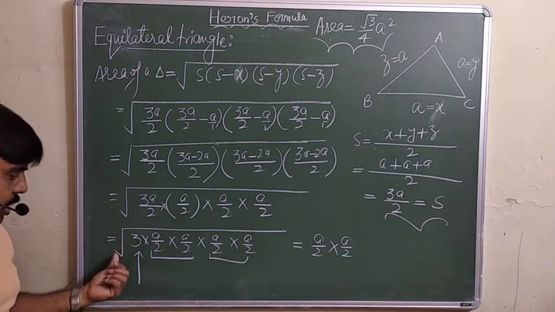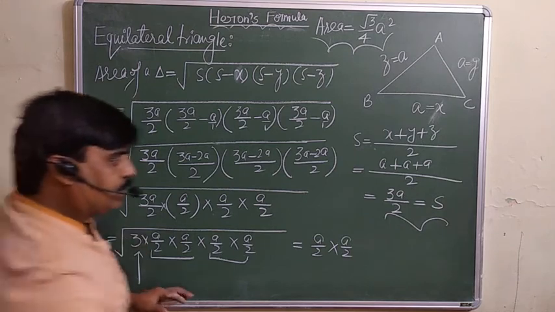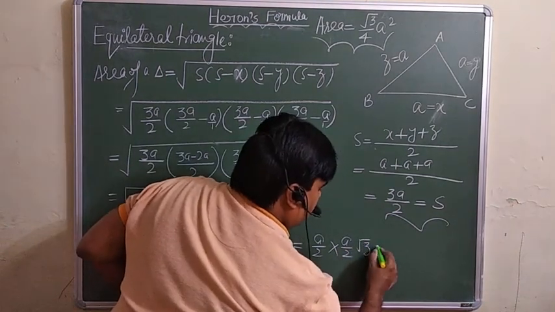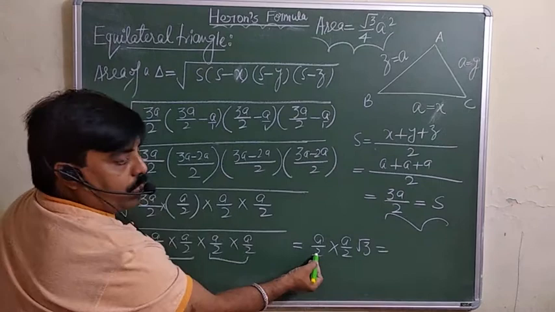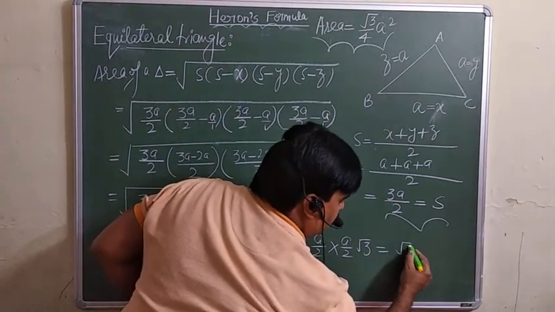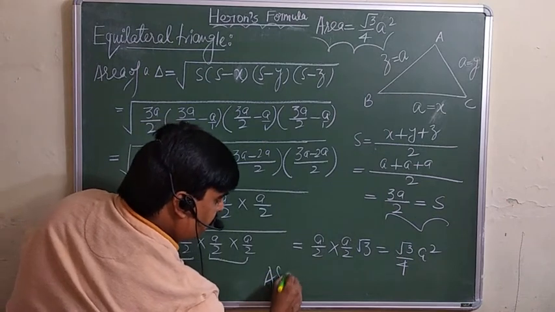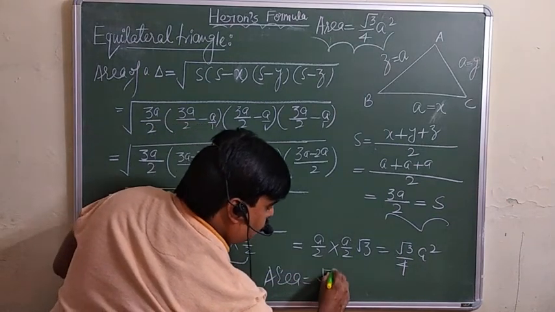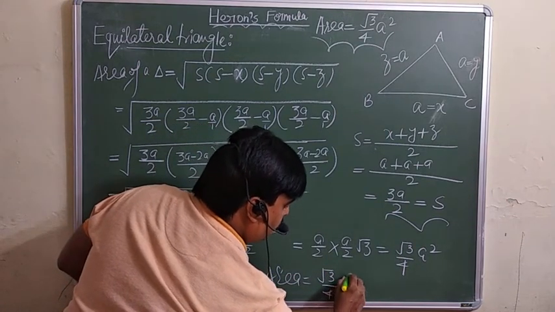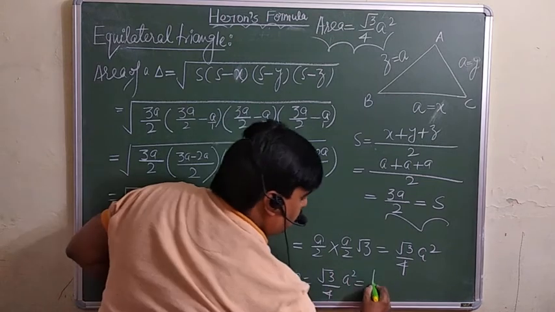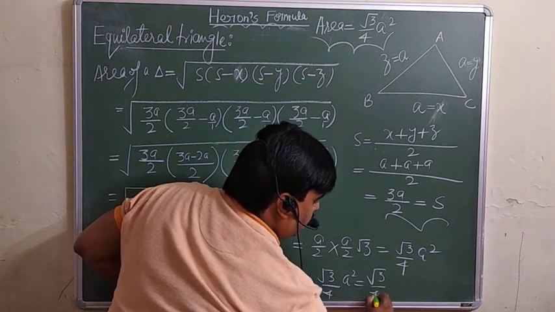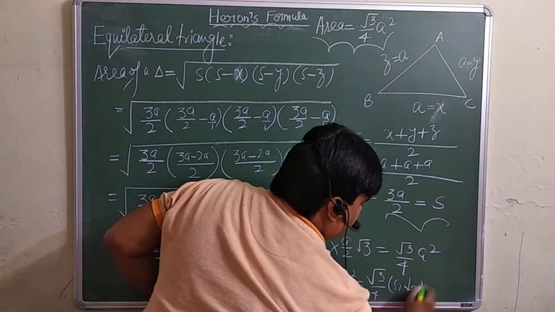This will remain inside the root because it is alone. So this is root 3. So what will you get? This can be written as root 3 over 2 into 4. So you can write root 3 by 4 into A square. So finally, what you are getting is the area. Area is nothing else but root 3 by 4 into A square, or for our convenience you can write root 3 over 4 into side square.